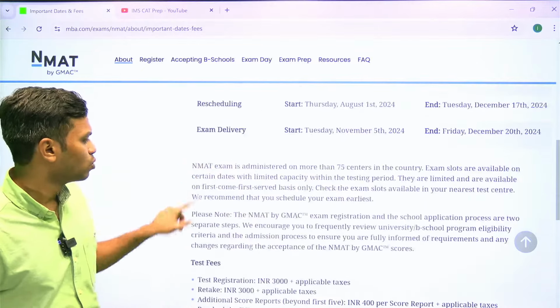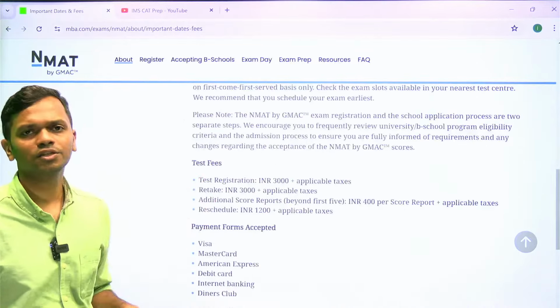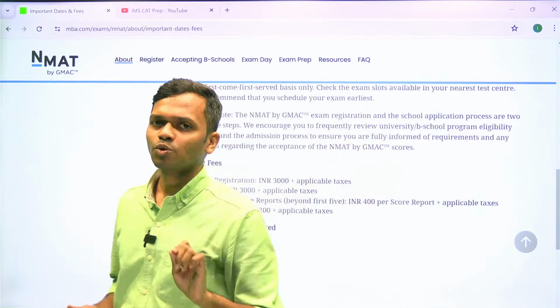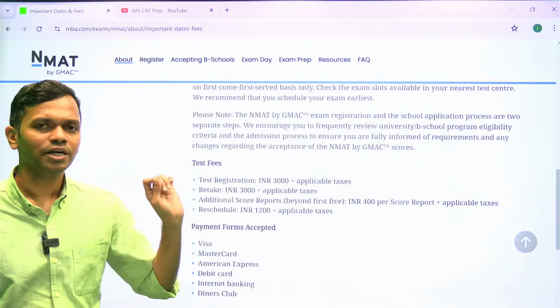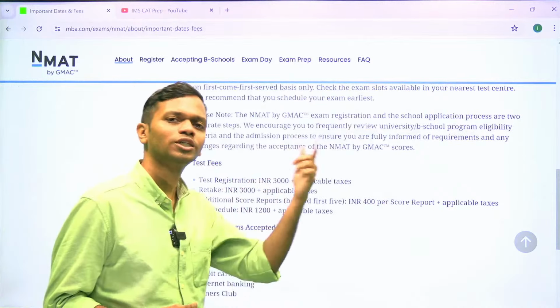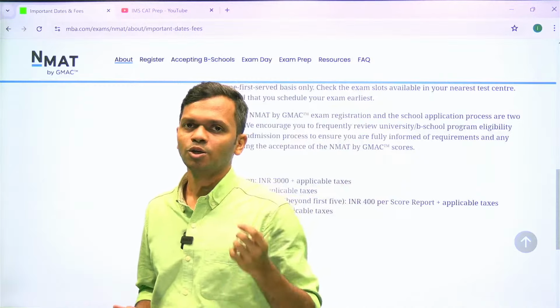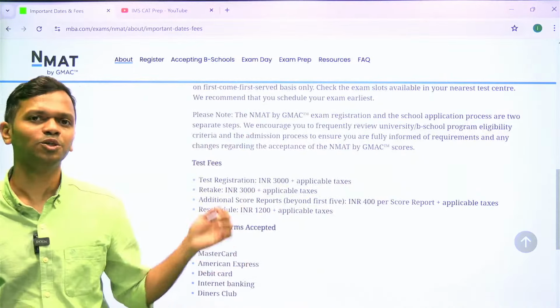Now moving on to the test fees. Test registration is going to cost you 3,000 plus taxes. If you go for a retake, that is also going to be 3,000 plus taxes, and additional score reports beyond the first 5. A lot of times students have this question also, that they have this thing in the form itself where you can indicate which institutes you want to apply to. But please note that even if you select the institutes there, it just means that GMAC is going to share your score with those institutes. It does not mean that you have applied to that institute. So you still have to make an application to that institute.